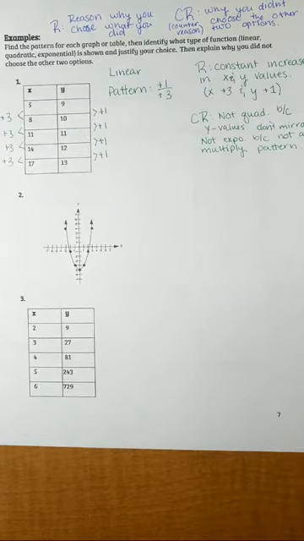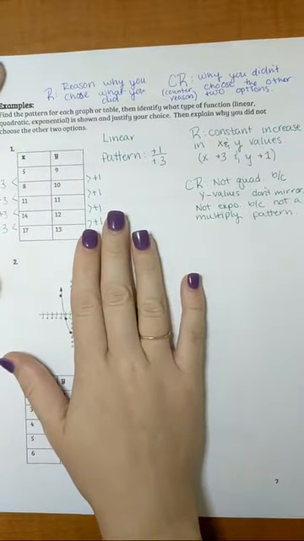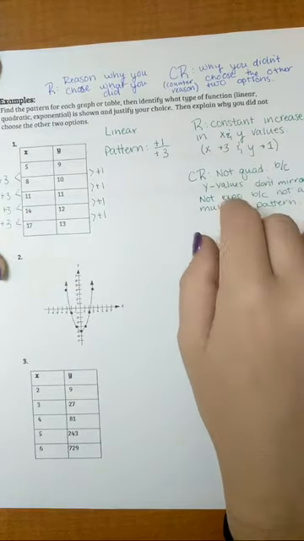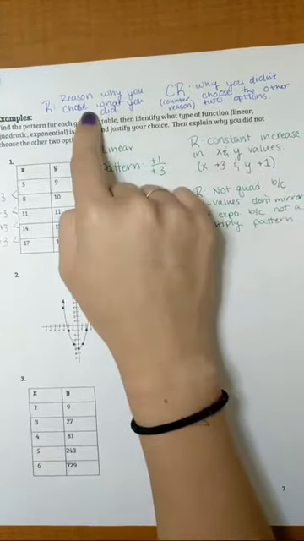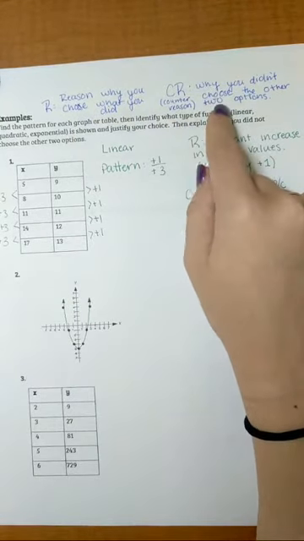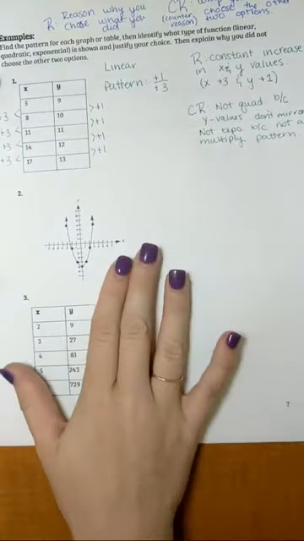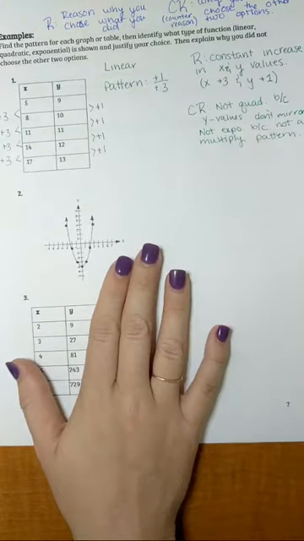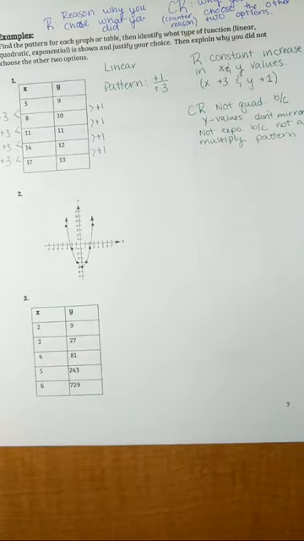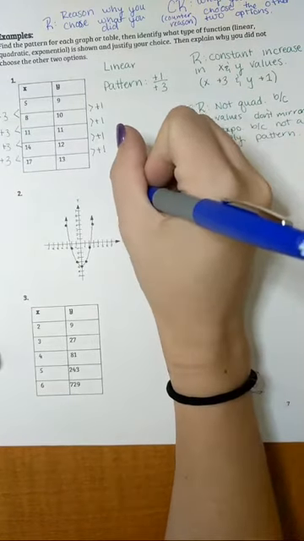So, we were talking about explaining if first we had to say whether it was linear, exponential, or quadratic, give your reason why, and then your counter reason, so why you didn't choose the other two options, and then the pattern. So, looking at this one here, this one is quadratic.